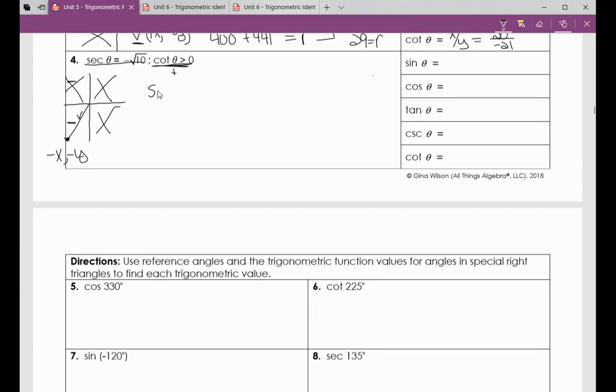Secant for any angle is always r over x. Do y'all agree? Okay. So that means I have negative square root of 10 over 1, but that would be square root of 10 over negative 1. Your top number cannot be negative because it's a radius. So now I know that x is -1. I need to figure out what y is, and they gave me r, square root of 10.